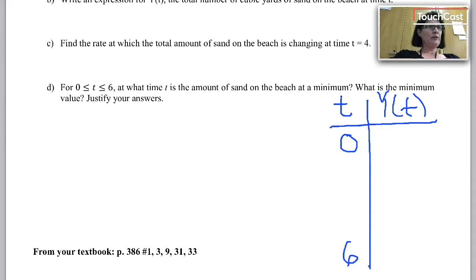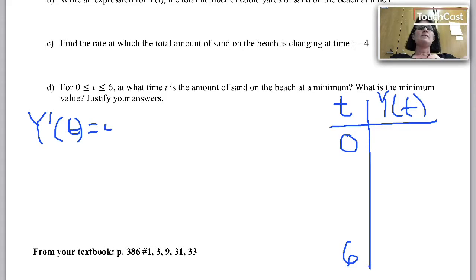So how do I find critical points of y? Well, I need y prime to equal 0. If you want credit on the AP test, you would get 1 point if you could write that equation, y prime of t equals 0, and you'll get a second point when you solve it. So on your calculator, let's see if I can do this.